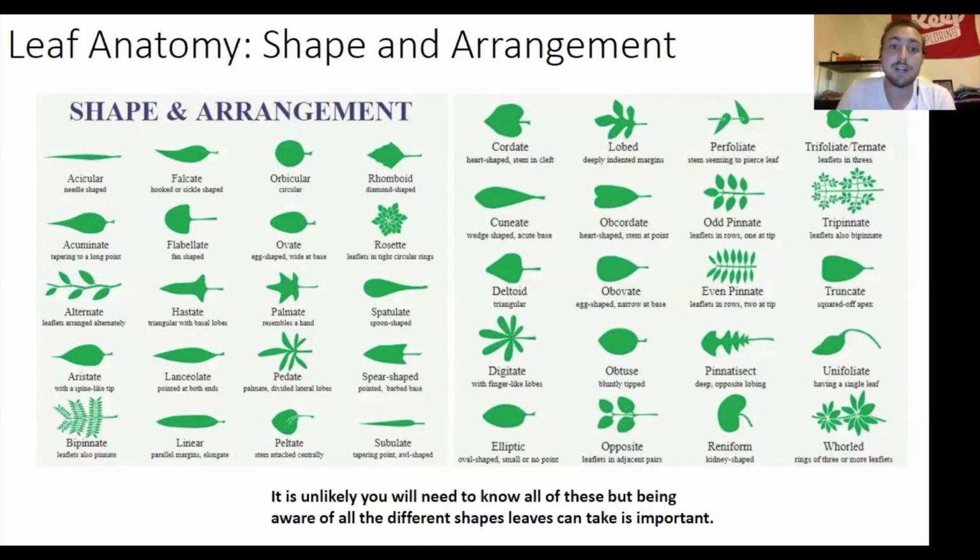For our shape and arrangement, I want to highlight our ovate and obovate. Ovate just refers to egg-shaped, looks very much like an egg there, and obovate just means the opposite of ovate. So it's like an opposite egg shape, where the fatter part of the egg is at the tip of the leaf instead of at the base. And elliptic, which is just a very oval shape, being widest in the middle.